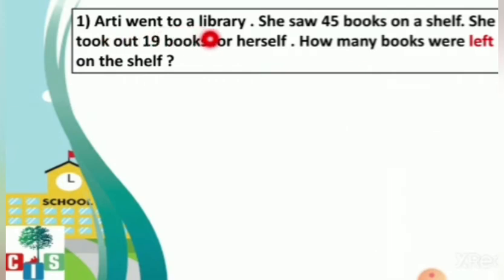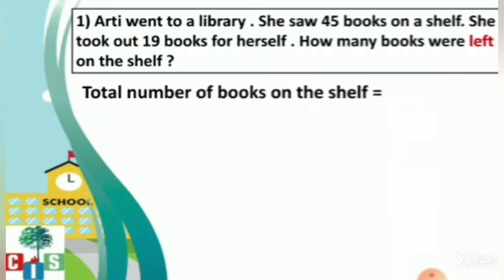Arti went to a library. She saw 45 books on a shelf. She took out 19 books for herself. How many books were left on the shelf? So we have to find how many books are still there on the shelf. I have colored this word, that is left. Left means minus. So let us start.